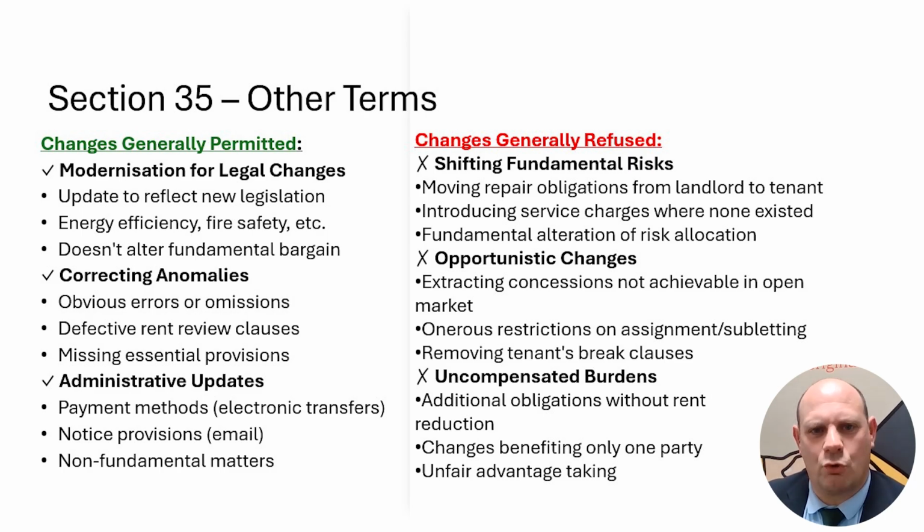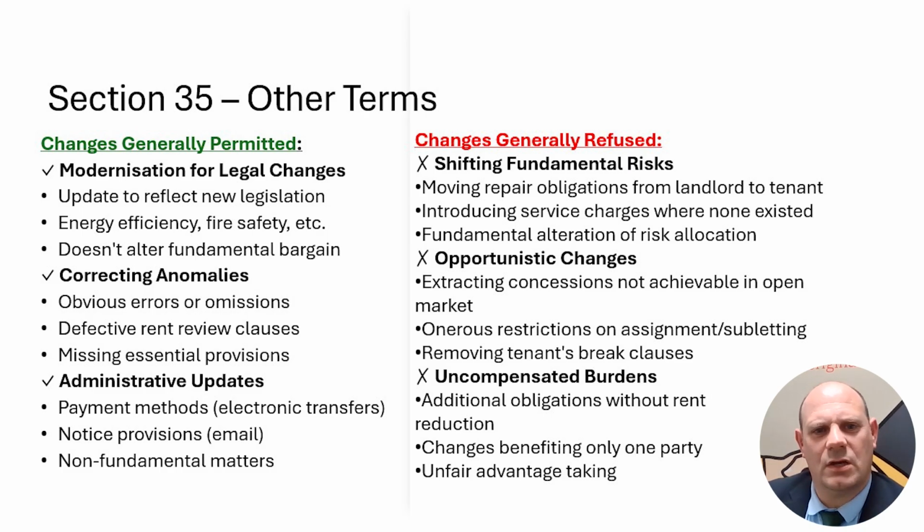Another one is correcting obvious anomalies. So if the existing lease contains an obvious anomaly, an error or an omission, the court may correct it on renewal. For example, if the existing lease inadvertently failed to include an insurance clause or included a rent review mechanism that doesn't work properly, the court may correct these defects.